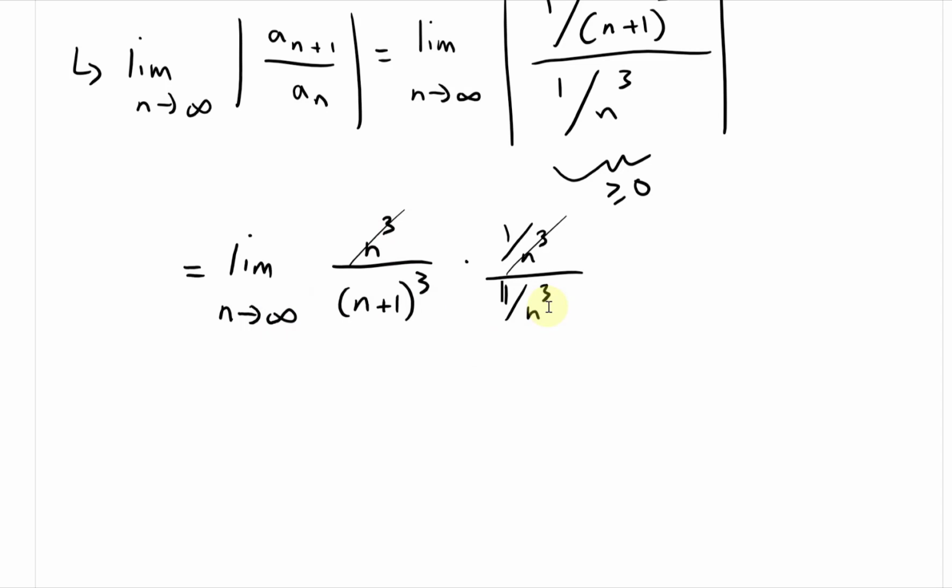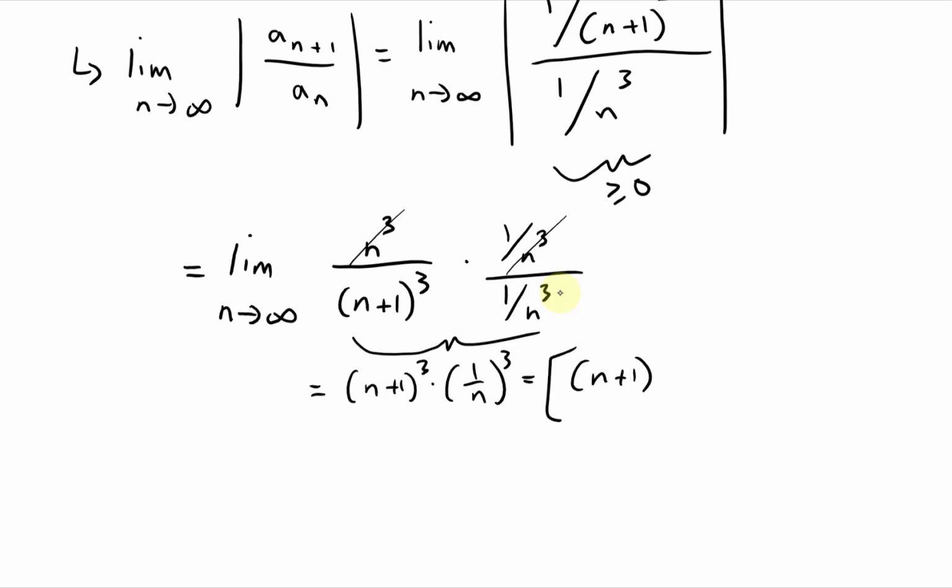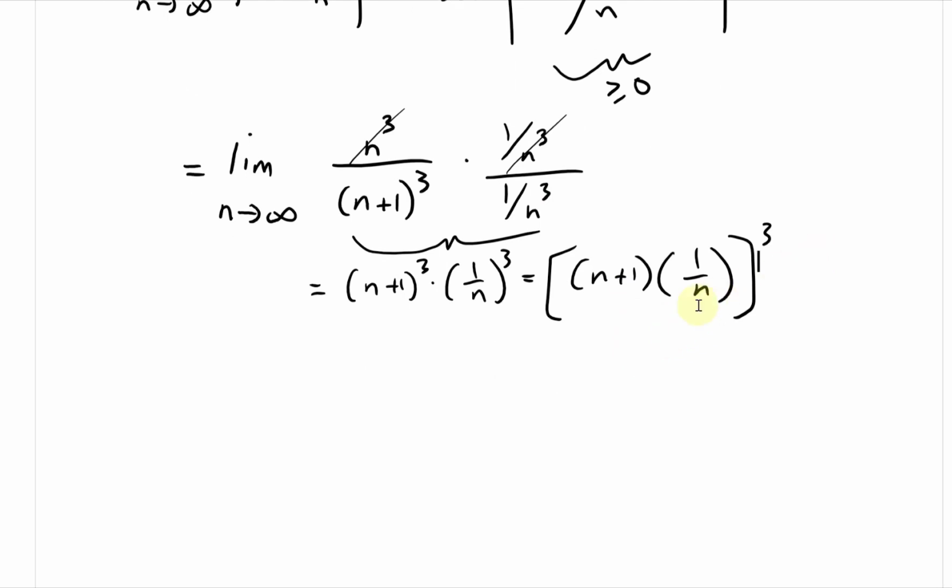Now the bottom part, what do we end up with? They have the same cube there, 1 over n cubed. So n plus 1 cubed times 1 over n cubed is the same thing as n plus 1 times 1 over n, all cubed. Because 1 cubed is still 1, and then n cubed, it will be this formula. Now we can combine the cubes, so we have n plus 1 times 1 over n, and put the cubed outside. So now we have this, and we can multiply that inside.